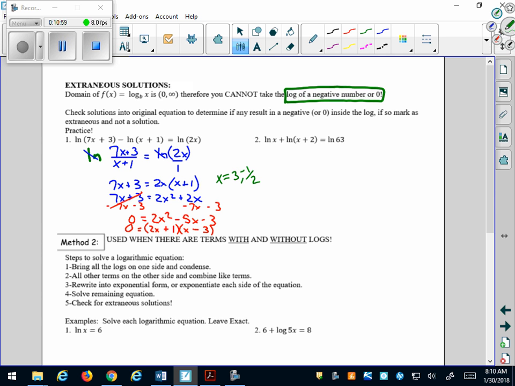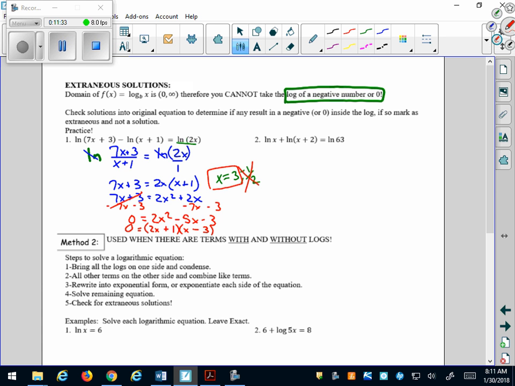Well, let's go back to our original. Does negative 1/2 work if I plug it in for x in my original? No. Pick any one of these, right? ln of 2x. If x is negative 1/2, that becomes ln of negative 1. And we just said we cannot take the log of a negative number. So we have to cross out negative 1/2 because it's an extraneous solution. 3 works.